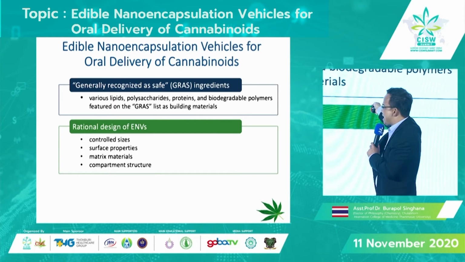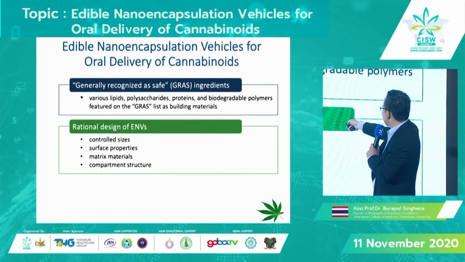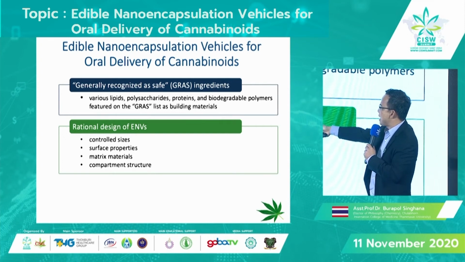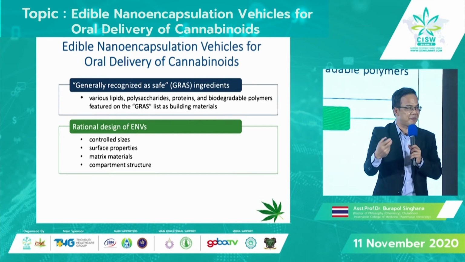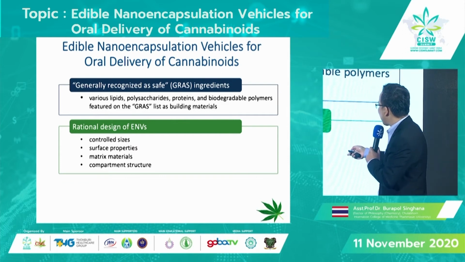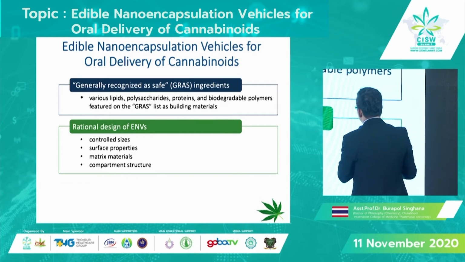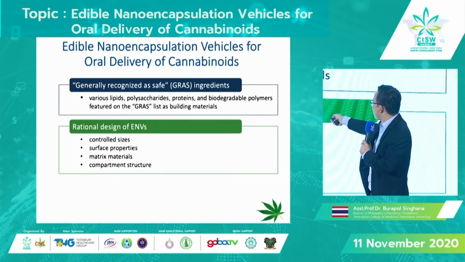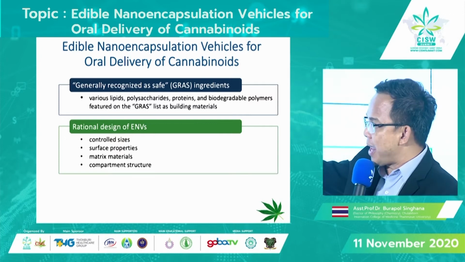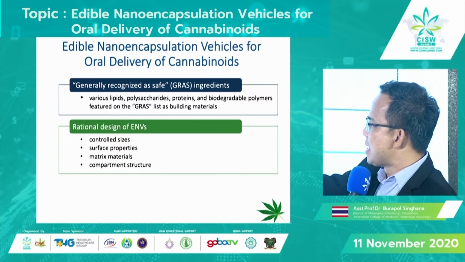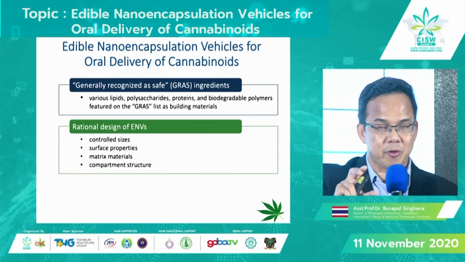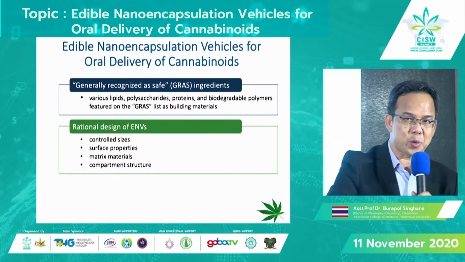GRAS ingredient. That means it's safe for this one. You can pick many lipids, for example sunflower oil, polysaccharide, protein, or biodegradable polymer, for example PLGA, PLA, as a building block. And then you can engineer it, or do a rational design of the nanoparticle here. You control the size to make it suitable for your application or your product.